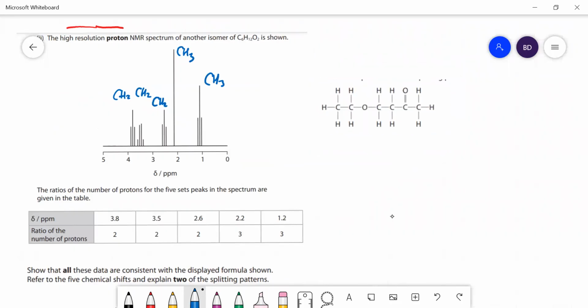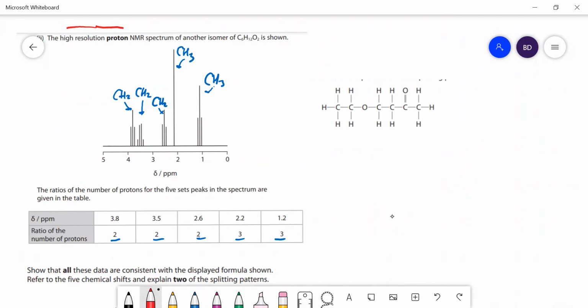Okay. So the ratio of the number of protons of the peaks, reading left to right, is 2, 2, 2, 3, 3. So I've written them above the peaks there. The CH2, that'll be 2 protons, 2 protons. This is a CH3 and this is a CH3. Okay, let's have a look at this one first here.